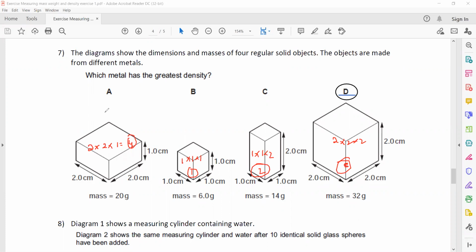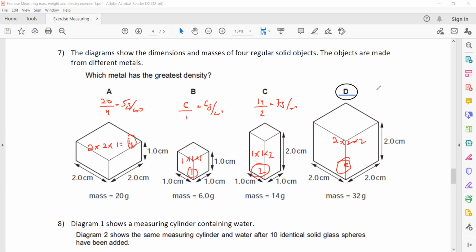Mass over volume. So the mass is 20 divided by 4. So that's equal to 5 gram per centimeter cube. What about this one? It will be 6 divided by 1, so it will be 6 gram per centimeter cube. What about this one? Mass is 14 divided by 2. So this will be 7 gram per cm cube.